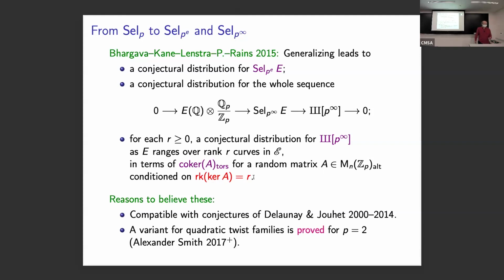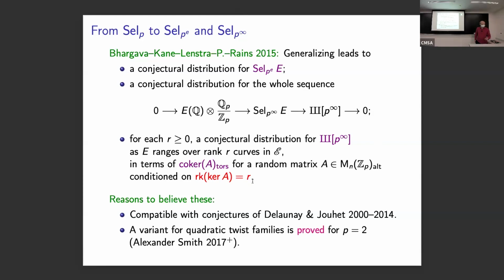And so the next idea is to turn this around and say, well, suppose you didn't condition on this rank. So you just choose this matrix at random, and you just look at what possible ranks of kernels come out. Maybe that should be the distribution of the rank.